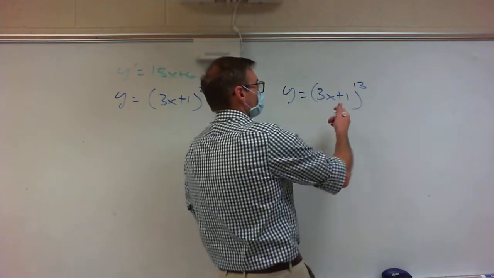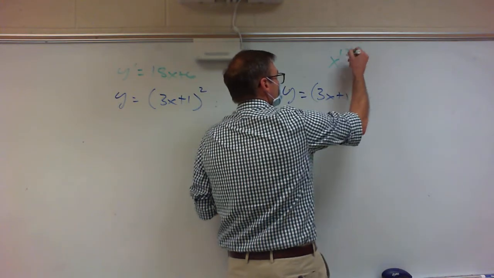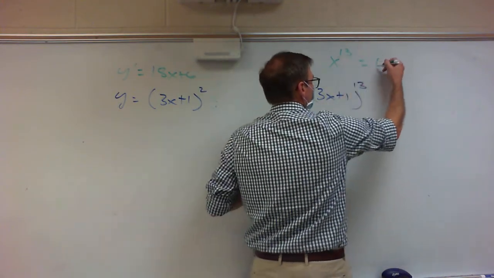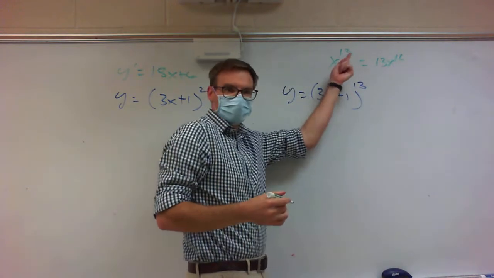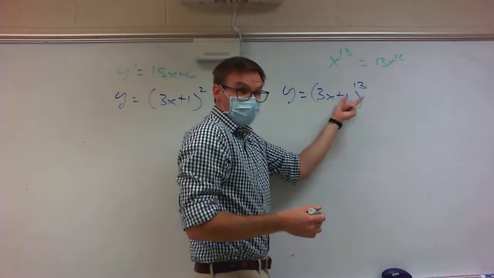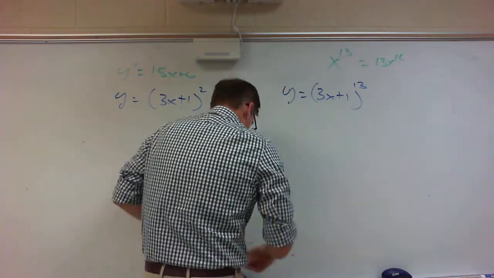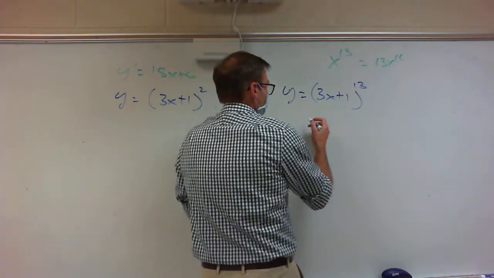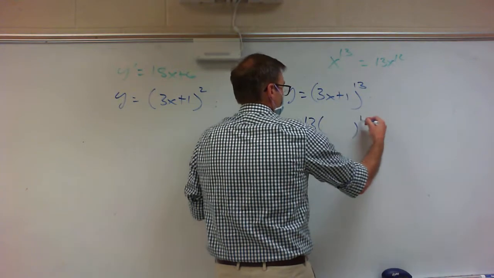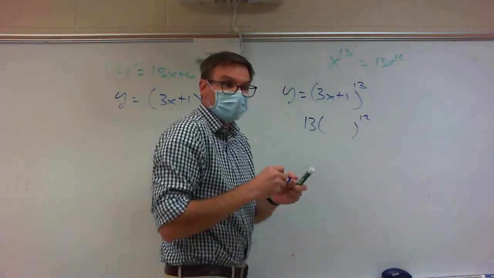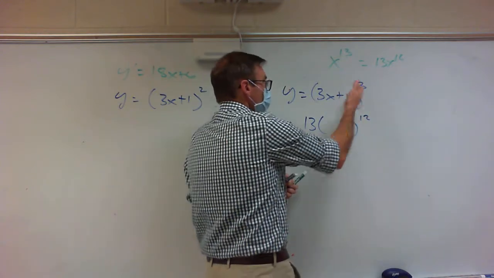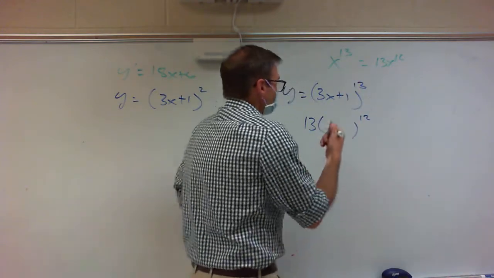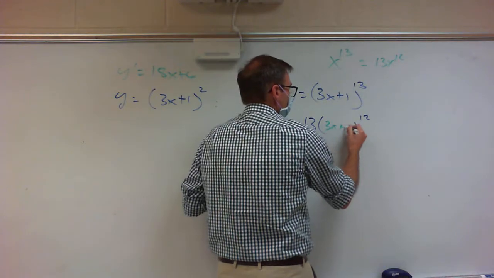Well, if I have stuff to the 13th, you think, well, the derivative of that is 13x squared, right? And the derivative of stuff to the 13th, 13 stuff squared, because that's how we take a derivative. I see stuff to the 13th, 13 stuff to the squared. So I'm going to put my stuff in here, which is 3x plus 1.